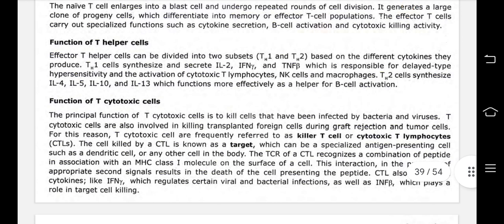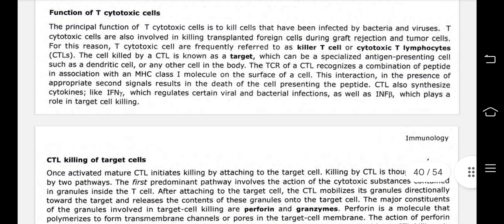Then function of T helper cells. Effector T helper cells can be divided into two subsets based on the different cytokines they produce. So Th1 cells synthesize and secrete IL-2, IFN alpha, and TNF beta, which are responsible for delayed type hypersensitivity and the activation of cytotoxic T lymphocytes, NK cells and macrophages. Th2 cells synthesize IL-4, IL-5, IL-10, and IL-13, which function more effectively as a helper for B cell activation.